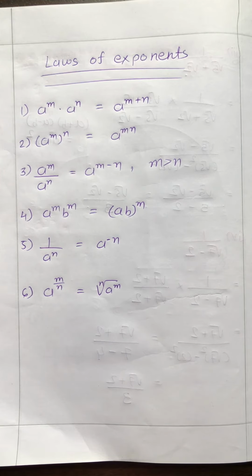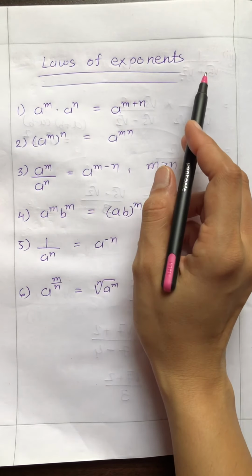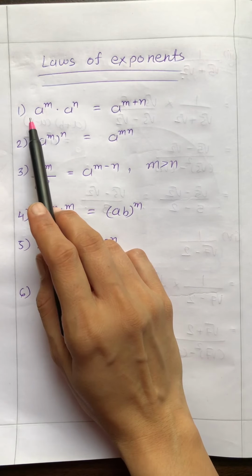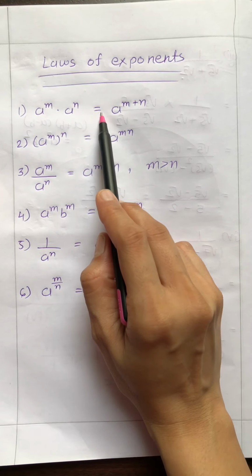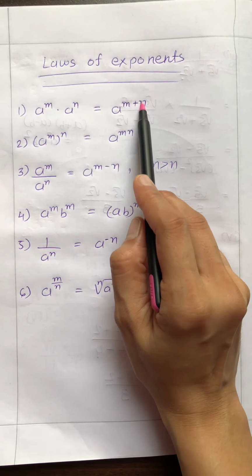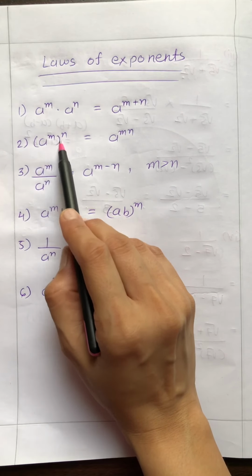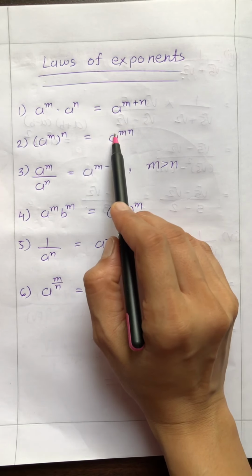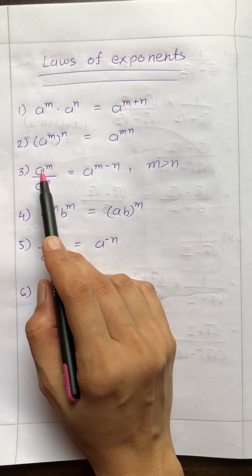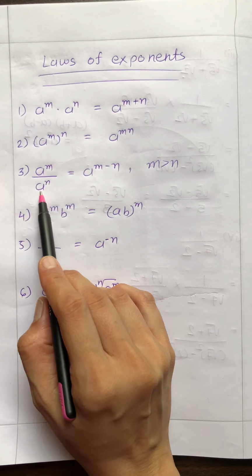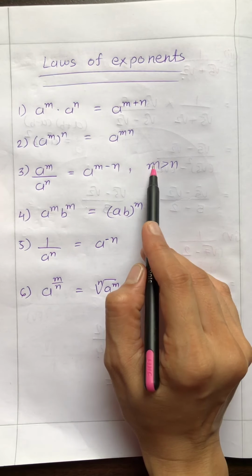Hello everyone. Before we solve exercise 1.6, we will see some rules, the laws of exponents. First rule: a raised to m multiplied by a raised to n is equal to a raised to m plus n. Second, a raised to m whole raised to n is equal to a raised to m multiplied by n. Third, a raised to m upon a raised to n is equal to a raised to m minus n, where m is greater than n.